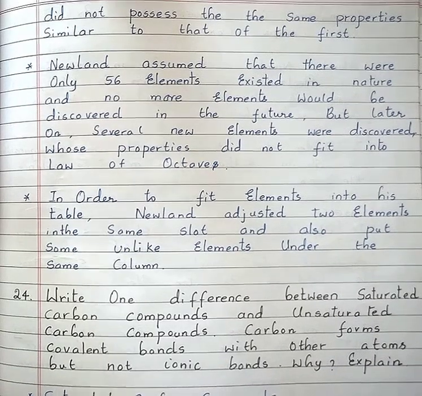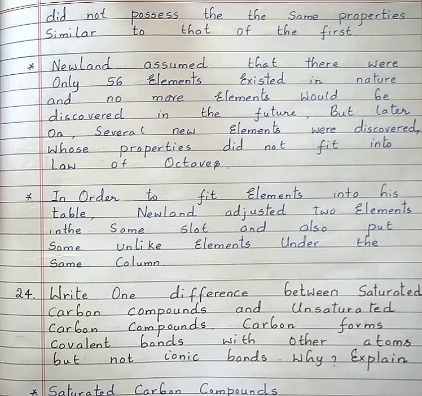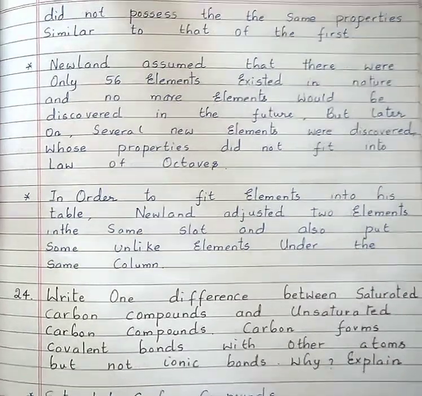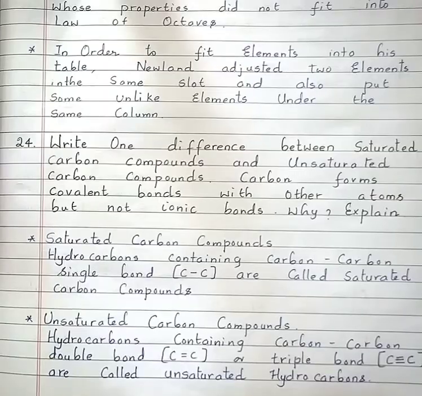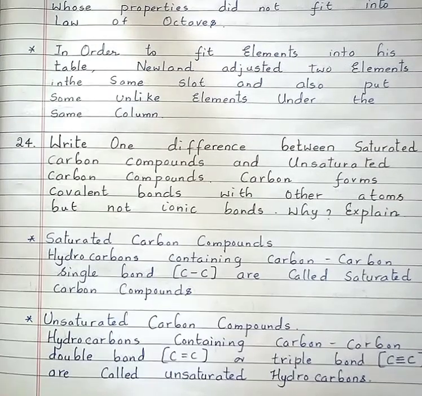In order to fit elements into this table, Newland adjusted two elements in the same slot and also put some unlike elements under the same column.